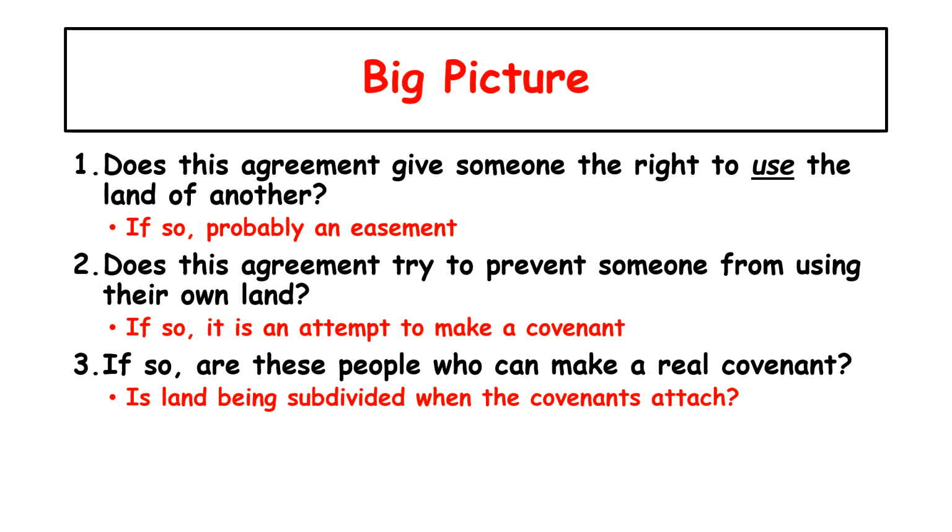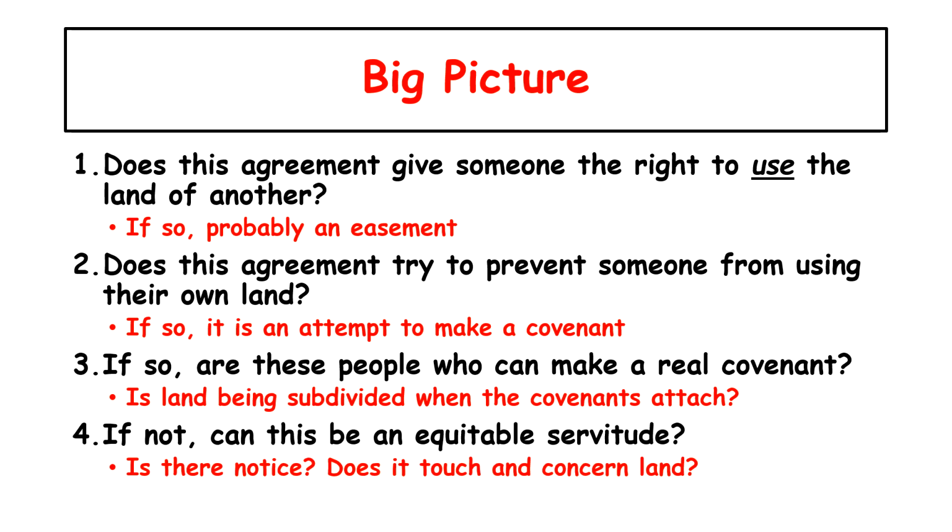If the answer to question number 3 is no, right, that the land is not being subdivided when the covenant's attached, then probably whoever is trying to do it cannot make a real covenant. And then the question becomes, can this be an equitable servitude? And the critical questions for whether or not something can be enforced as an equitable servitude is there notice, and does it touch and concern land?